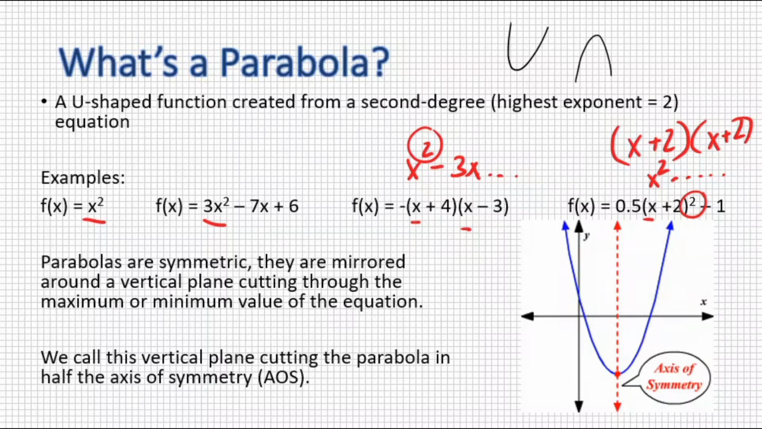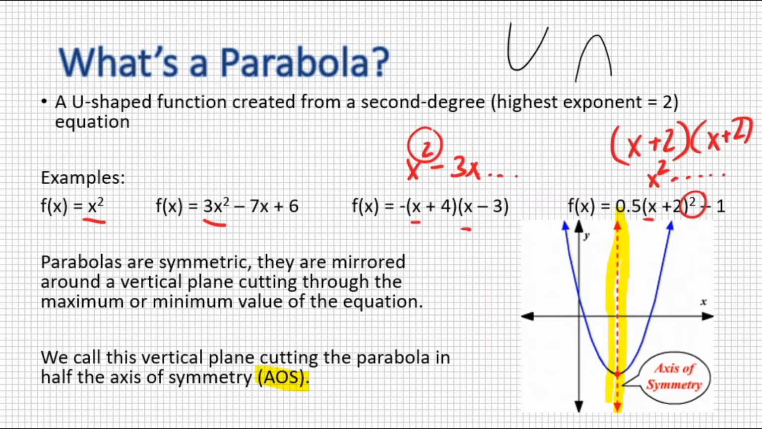Some of the neat properties of parabolas are that they are symmetric. So that means they are mirrored around a vertical line, cutting through the middle. I should have said line. And you're going to have a maximum or minimum value that will be on that line. We call it the axis of symmetry, and I abbreviate it all the time. You'll see me write AOS when we're doing that. So if you see AOS, I mean axis of symmetry.